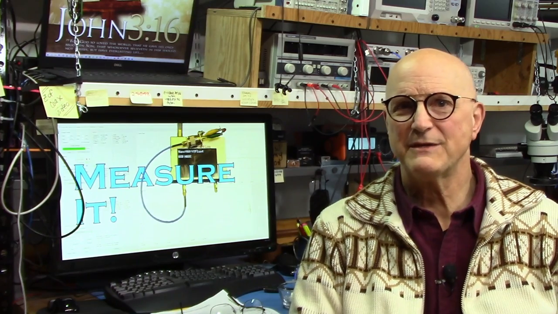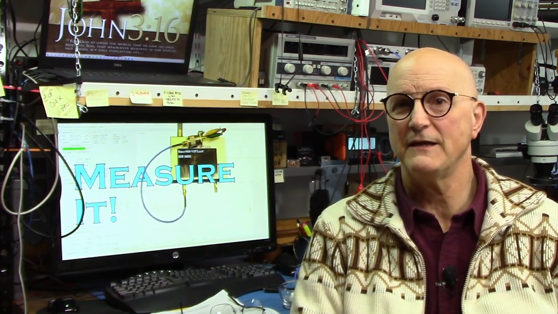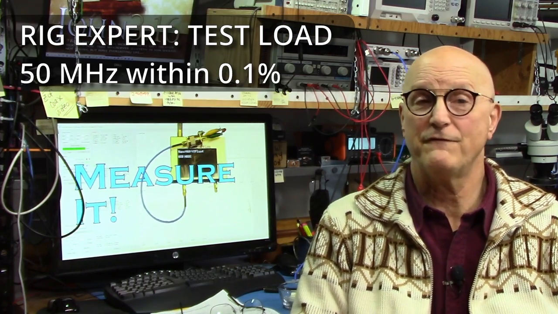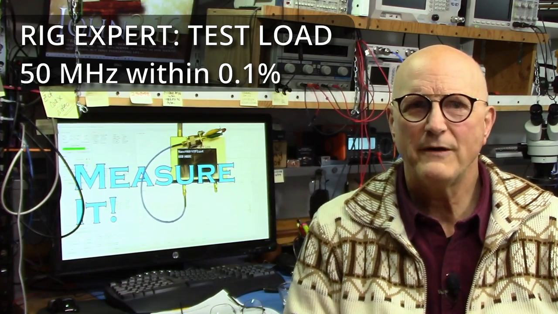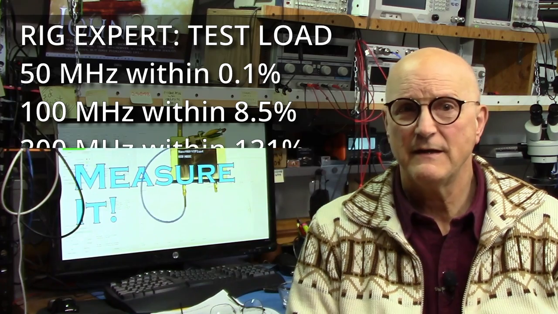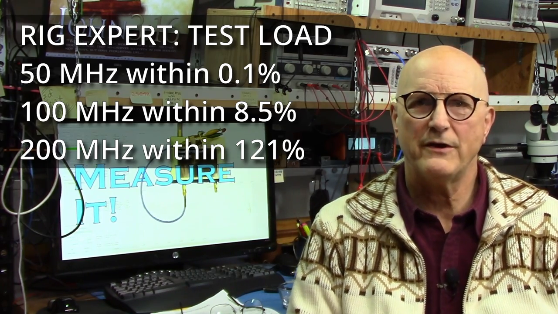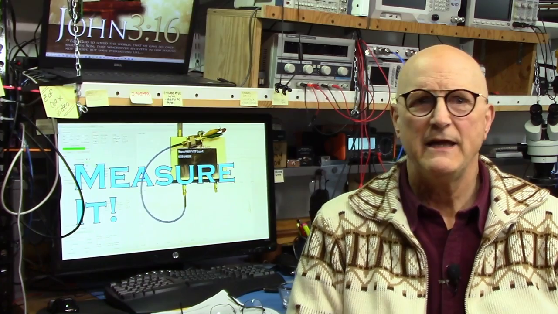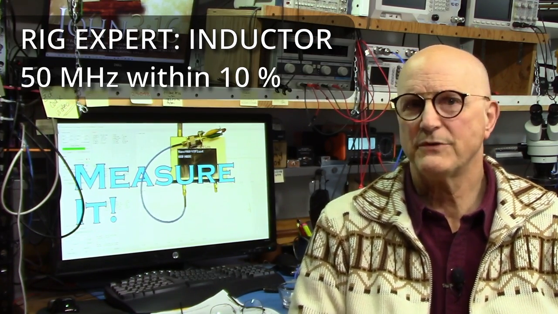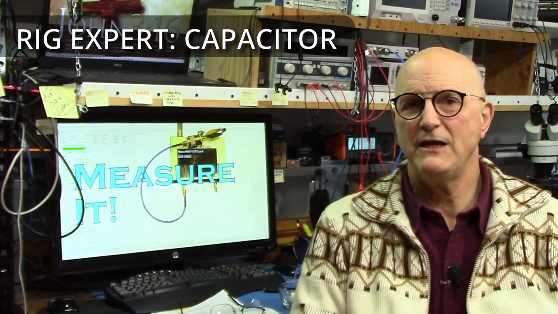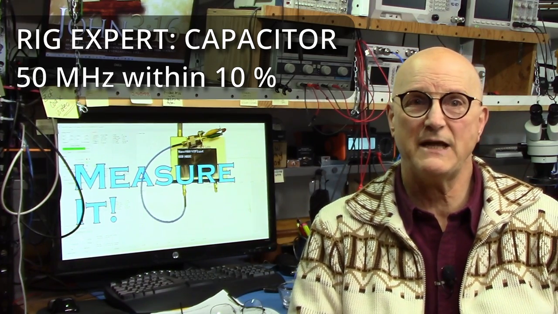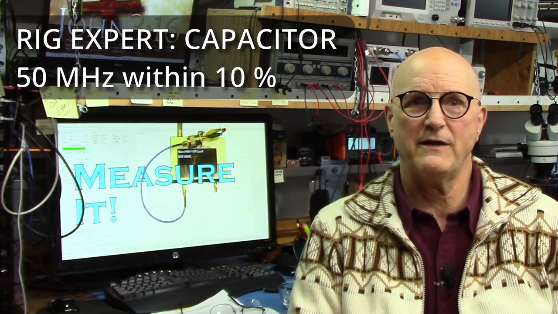As compared to measurements made with my high-end Tektronix VNA using high-end calibration standards, it measured the impedance of the test load at 50 megahertz within 0.1%, at 100 megahertz within 8.5%, and at 200 megahertz within 121%. It measured the inductance of my test inductors at 50 megahertz within 10%, and the capacitance of my 82 picofarad disc ceramic capacitor within 10% as compared to the same measurement made with my Tektronix VNA.